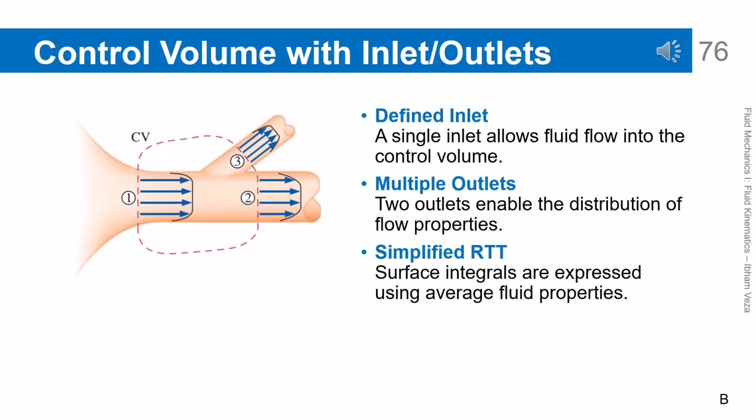Control volume with one inlet and multiple outlets is commonly found in engineering systems. For simplification, surface integrals can be replaced by average flow values. This approach makes the RTT equations easier to use in practice. Even though it is simplified, the physical meaning remains the same. This example is very common in the analysis of pipes, nozzles, and diffusers.